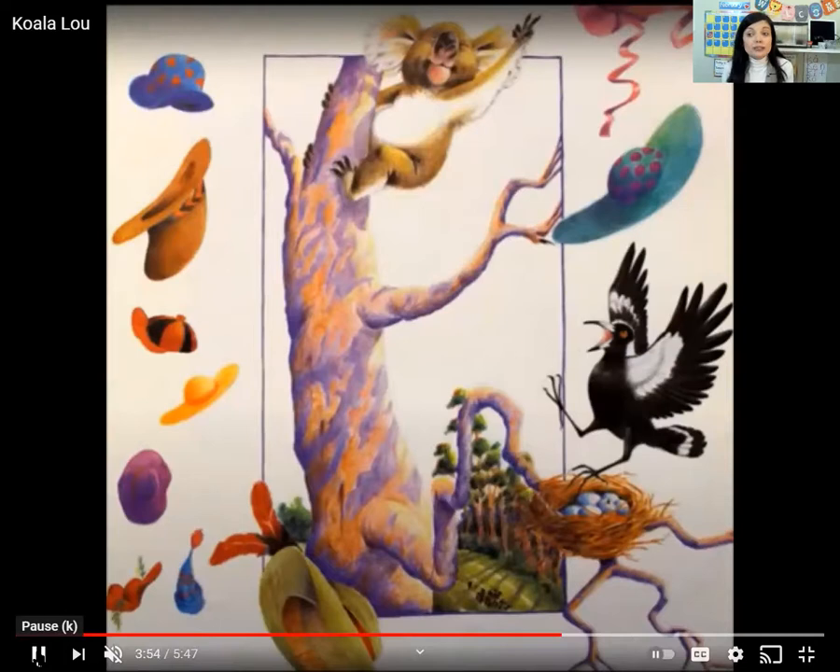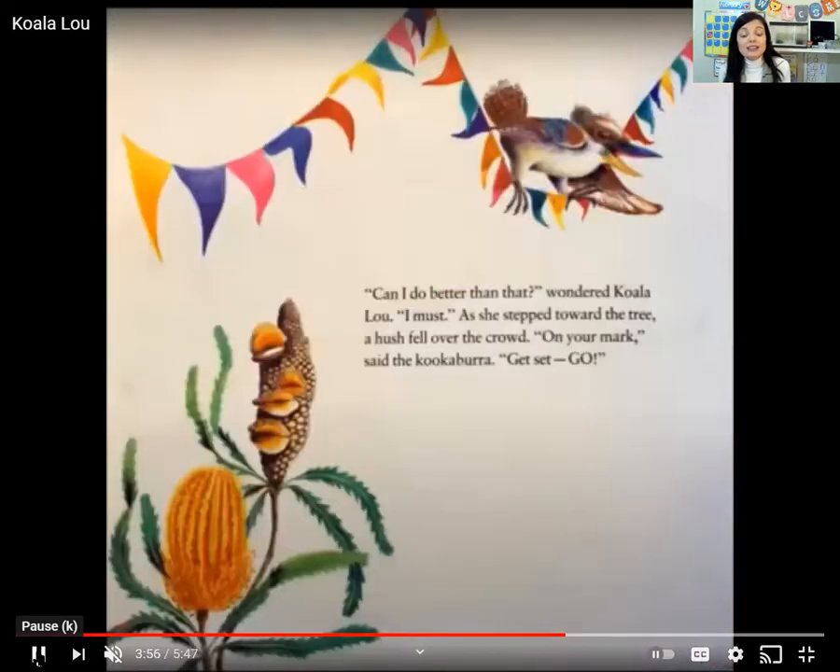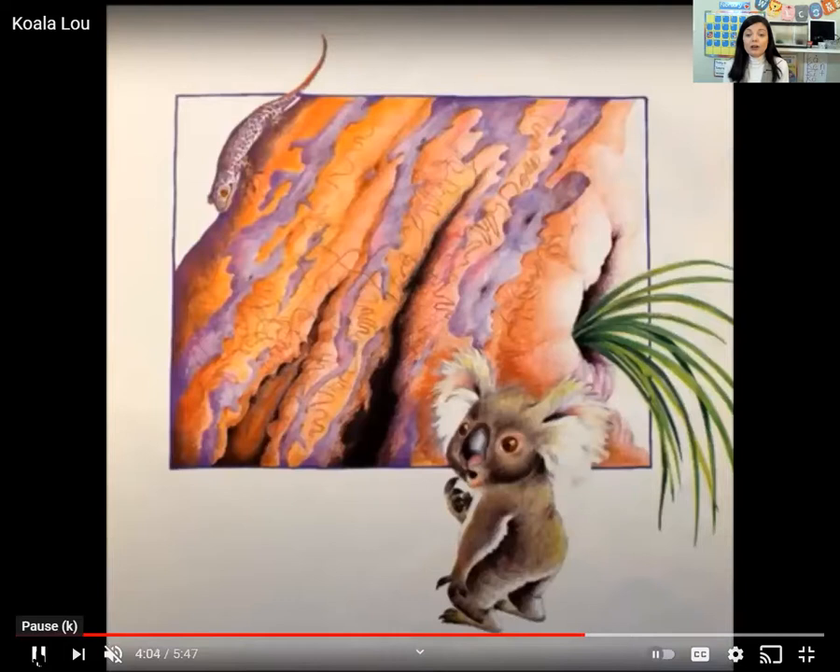Well, it was Koala Lou's turn next. Can I do better than that? She wondered. I must. As she stepped toward the tree, a hush fell over the crowd. Koala Lou looked at the crowd. She looked at the tree. She looked at the crowd. Ready, set, go! It was Koala Lou's time to climb.